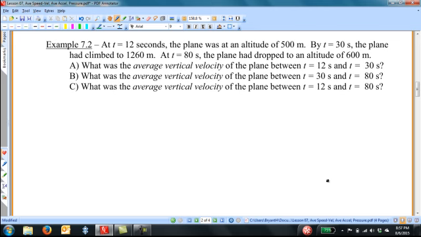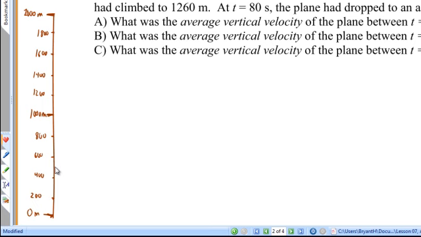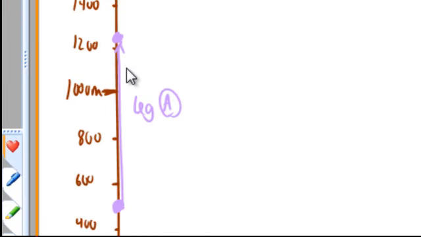Let's sketch a diagram. Now, if I have an airplane, the airplane is going to be traveling both horizontally and vertically, but I'm only interested in the vertical motion. So I'm just going to draw a vertical number line and sketch points. In leg A, I have a starting point, 500 meters, and a starting time of 12 seconds. I have an ending point, 1,260 meters, and an ending time, 30 seconds. The displacement vector is positive because it's pointing upward. My starting point is below the ending point, so I have a positive displacement in the vertical direction.